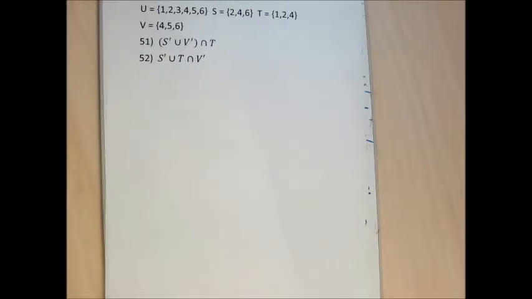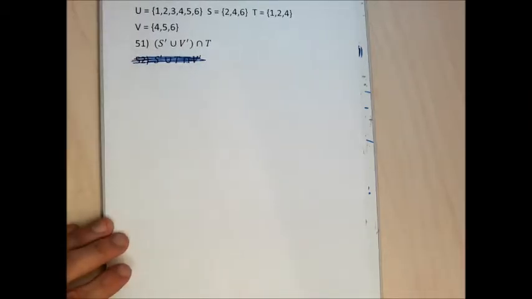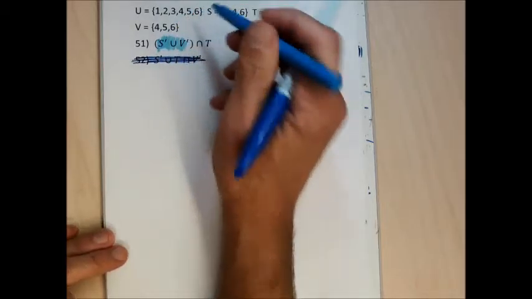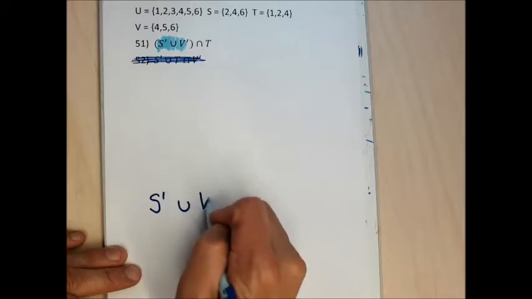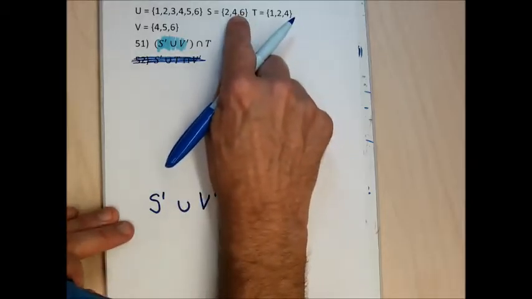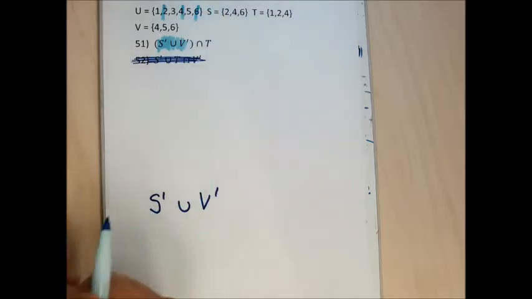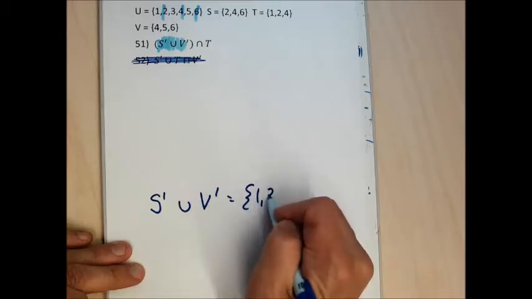Our problems are a little bit different, so let me do your 51. Again, pause the video if you want so you can see how and work it out, and then watch me work it and make sure you do it the same way. First thing I need to do is the parentheses. The parentheses is S complement union T complement. So let me figure out what S complement union T complement is. S complement is what I get when I take 2, 4, and 6 from the universal set, which is going to be the numbers 1, 3, and 5.